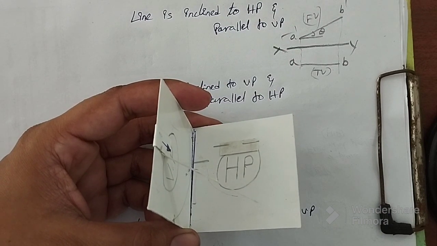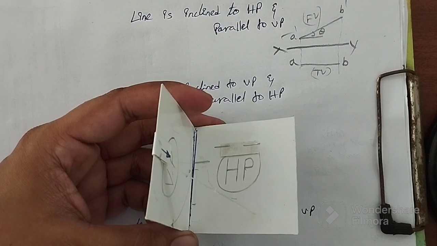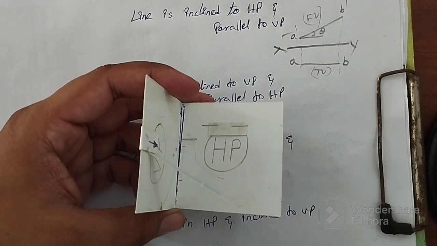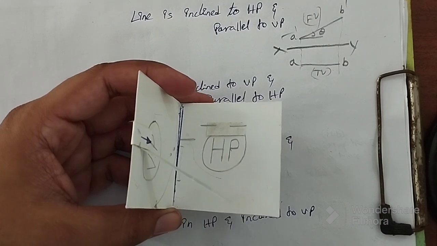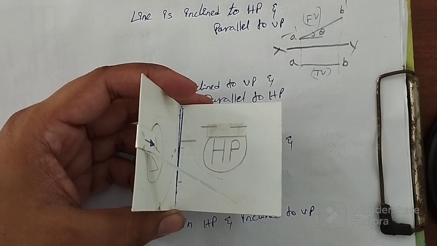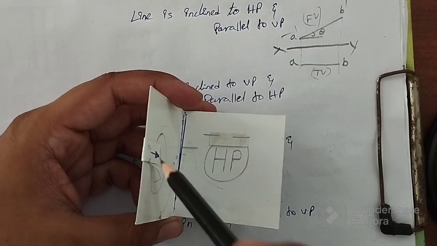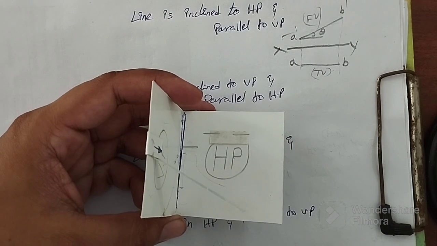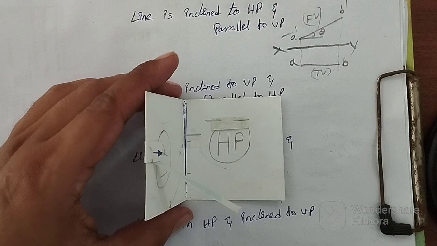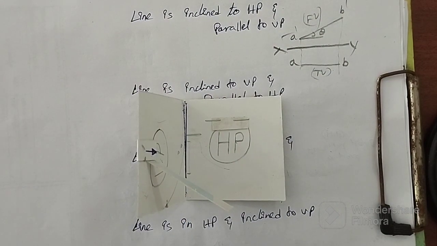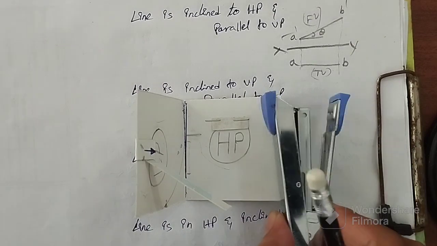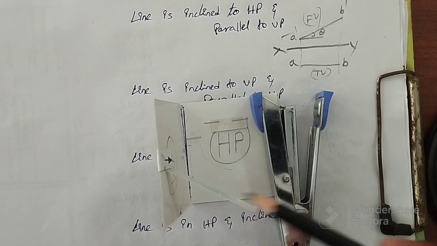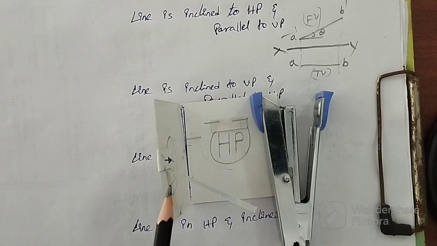So what happened? Now look at the same thing from front view. Even if you look from front view, the whole line is visible. Now, if you look from top view, even then the whole line is visible, right? So if you see from front view, the whole line is visible. If you see from top view, the whole line is visible. So how to draw?